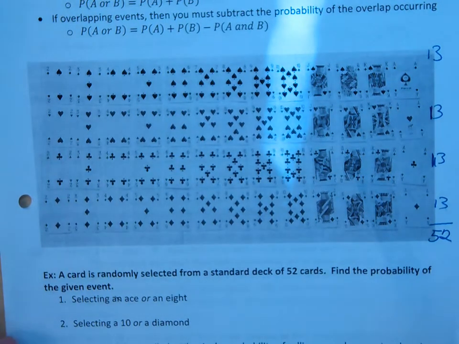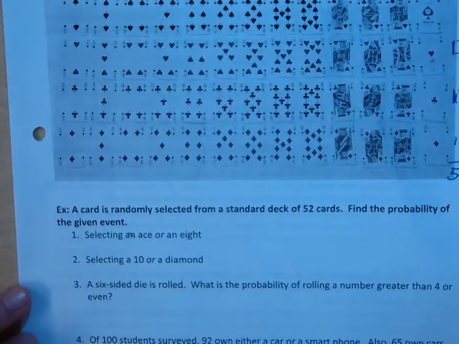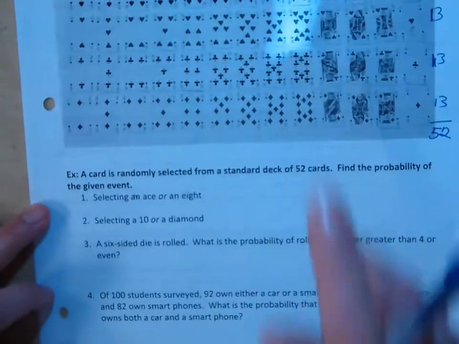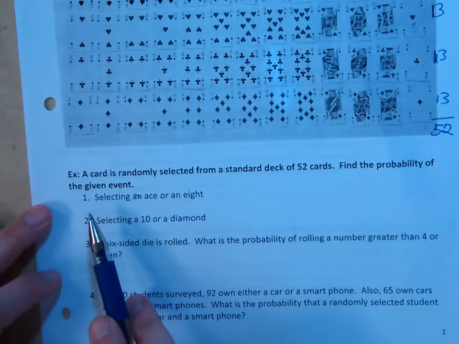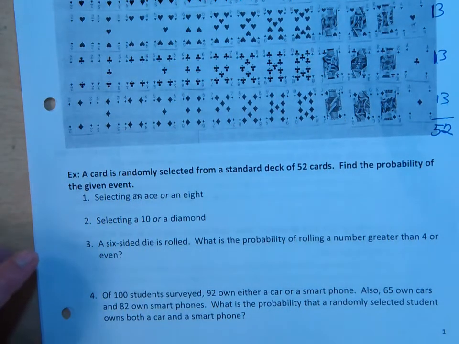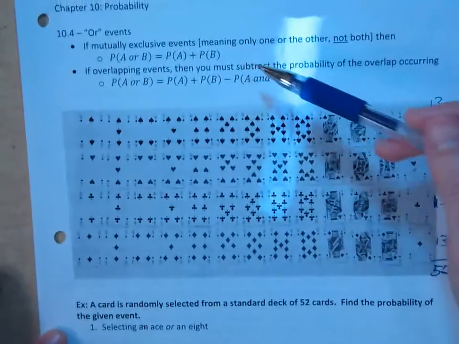Okay, so let's do some examples together then. A card is randomly selected from a standard deck of 52 cards. Find the probability of the given event. All right, selecting an ace or an 8. So what you have to ask yourself is, do those overlap? Is there such a thing as an ace of 8s? So are they mutually exclusive or overlapping? Mutually exclusive, right? So we're going to use the formula for this.